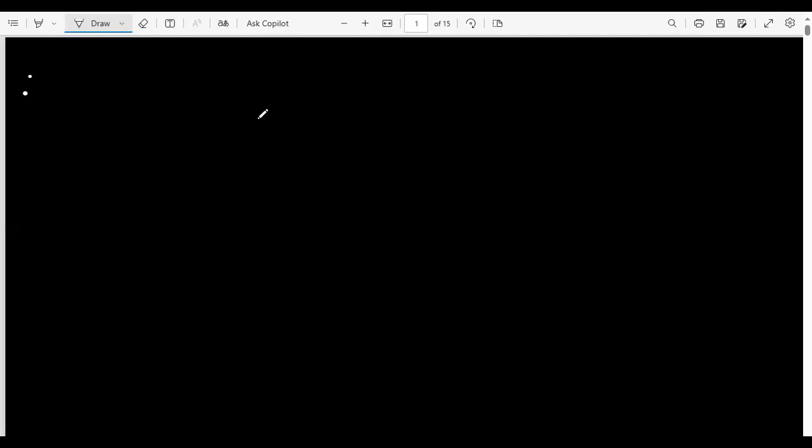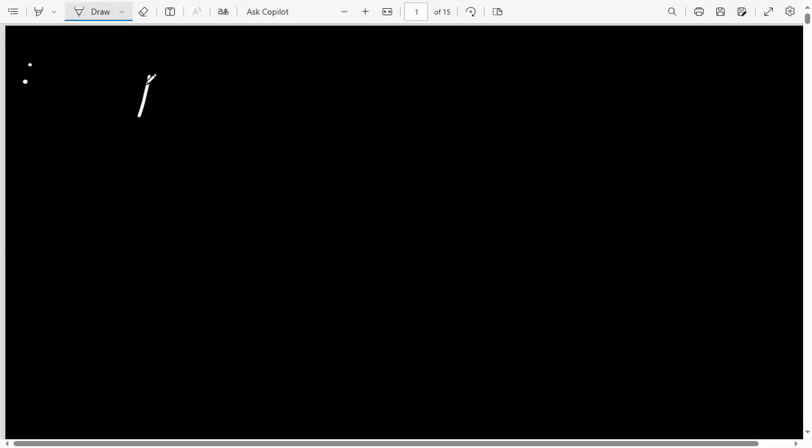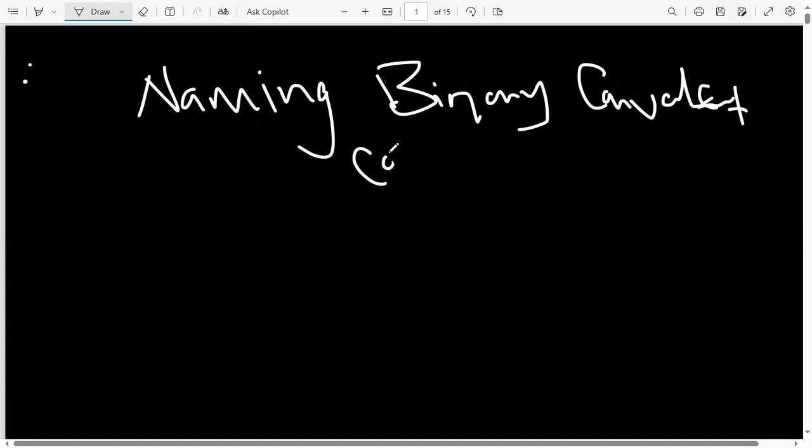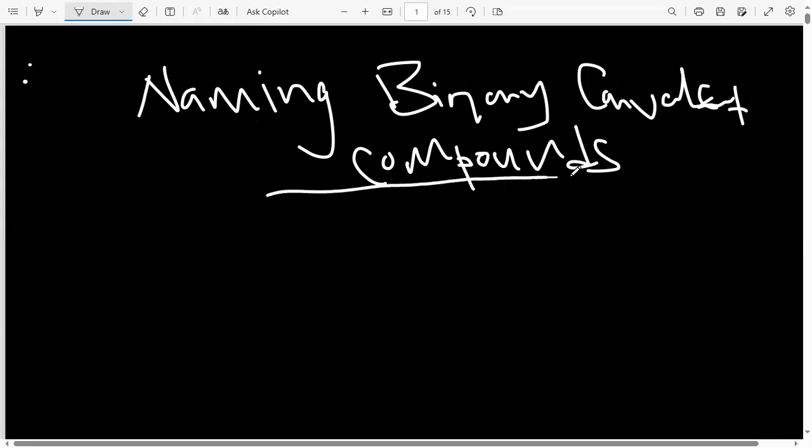Okay, so in today's lesson, we'll focus on naming binary covalent compounds. Naming binary means that the compound will have two elements. So this is our aim for today. As usual, if I explain anything and you do not understand it, please feel free to ask your question.